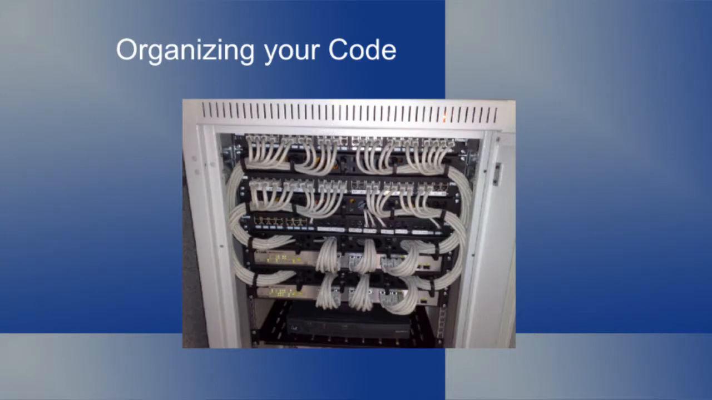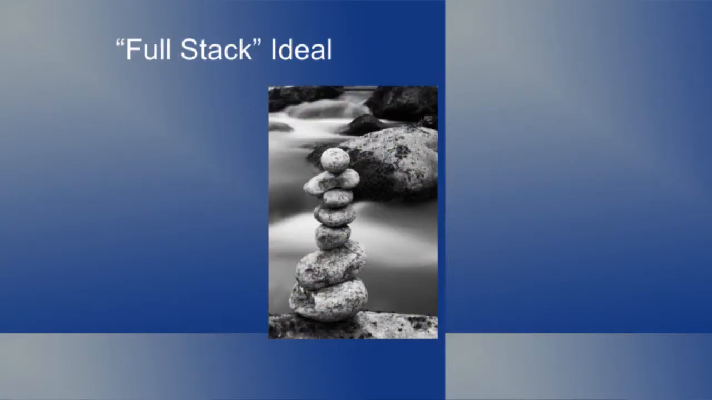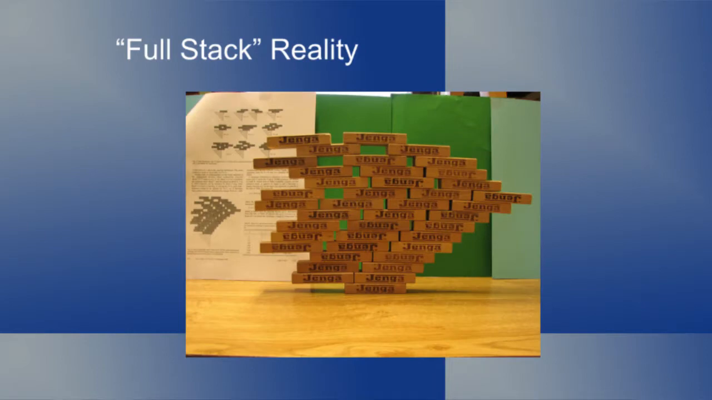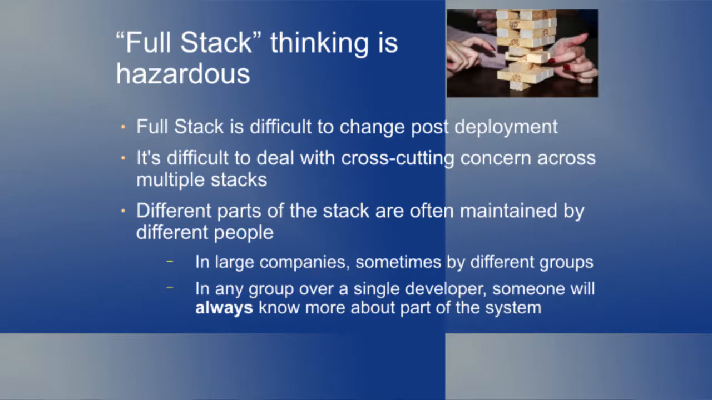So how do we organize our code? We've all heard of the full stack. It's very nice and zen and pretty. Usually it ends up looking more like this. So I assert that full stack thinking is actually hazardous. It's not a good way to think about the problem. It's difficult to change post-deployment. It's difficult to deal with cross-cutting concerns. Hey, my Ubuntu now has a vulnerability. That cuts across all of my stacks.